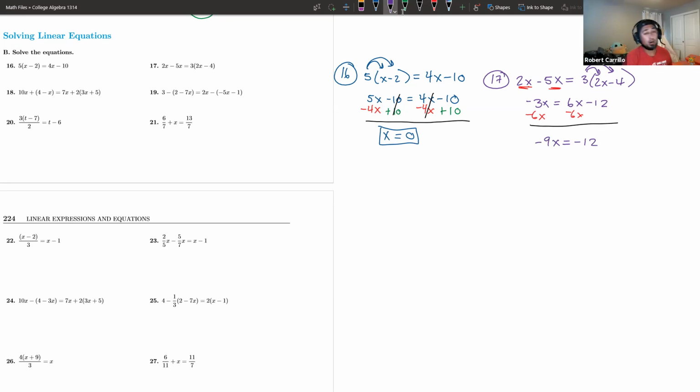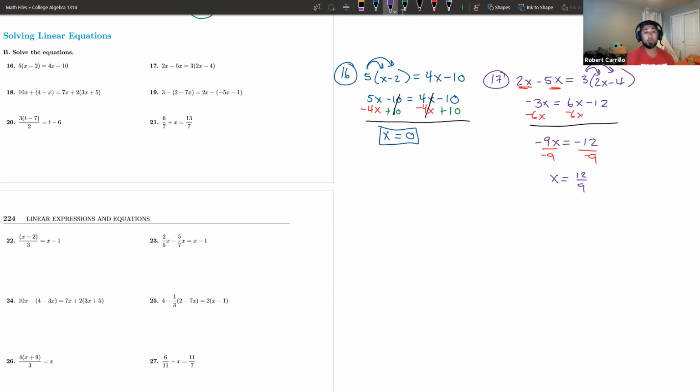Okay, now we're solving for x. We're still solving for x. We need to get x by itself. So the next move is to divide by negative 9. We divide by negative 9. And I'm going to be left with positive x equal to, and negative over negative makes positive, and you're going to get a positive 12 over 9.